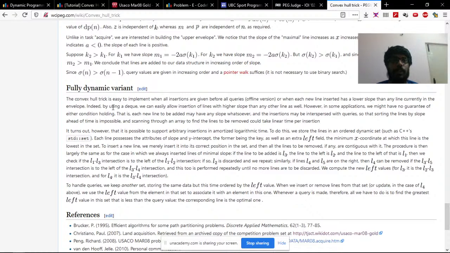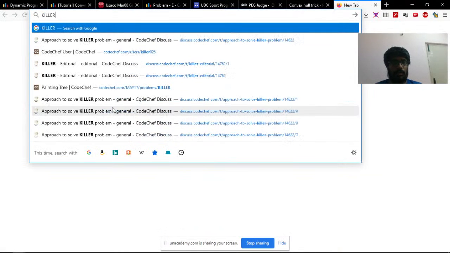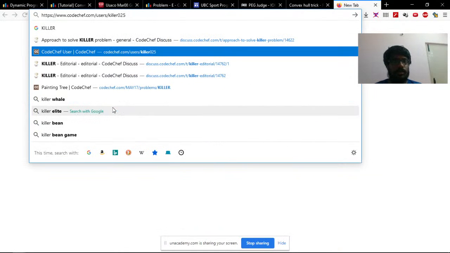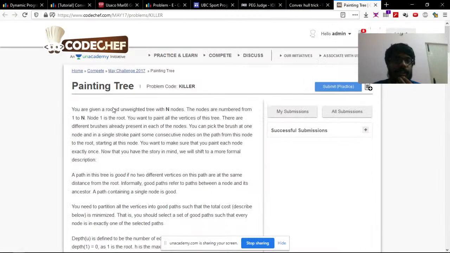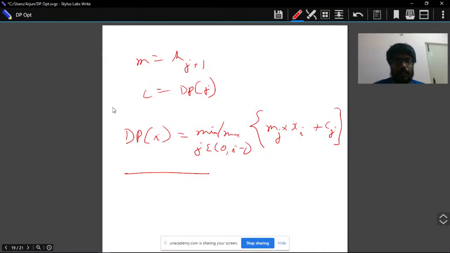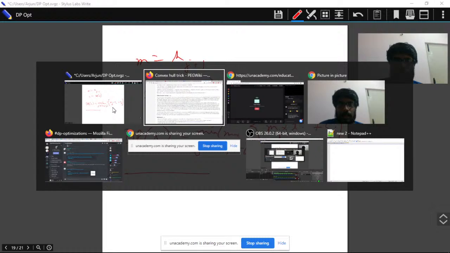If you're also interested, you can look at a problem called Killer. Yeah. This is a problem which does CHT, but using quadratic equations, not linear equations. I think it's pretty nice. You can have a look at it. It's Tangent Malvika's problem, which is pretty nice. Again, but not very generic. If you just want a challenge, you can have a look at it. So cool. That's CHT.